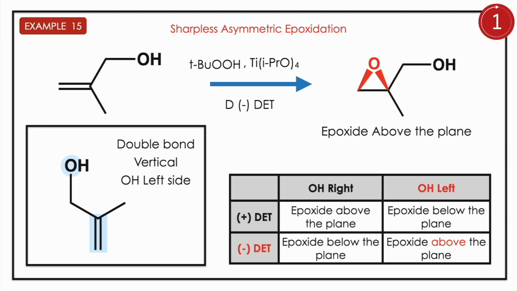Straight away you can guess that it is Sharpless asymmetric epoxidation. First step will be identifying the position of OH. For that you should bring the double bond vertical, OH above. If you bring it, you can clearly see OH is on the left side. So OH left side, minus DET, so above the plane epoxide. So you should draw oxygen above the plane. The concept you have to learn here is always stick with fundamentals to identify the final product.